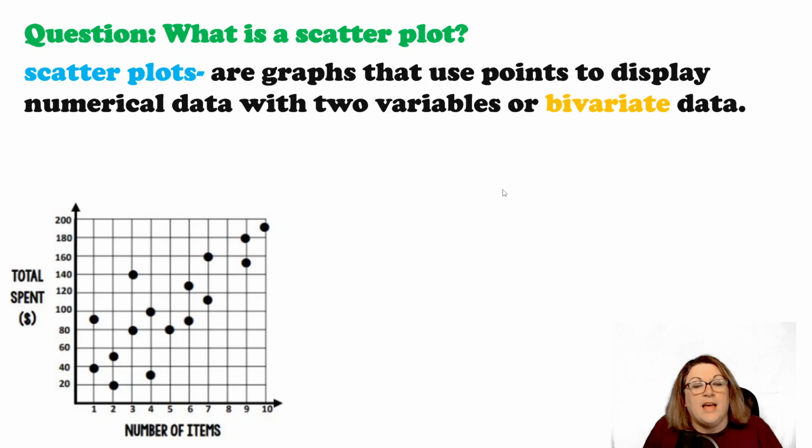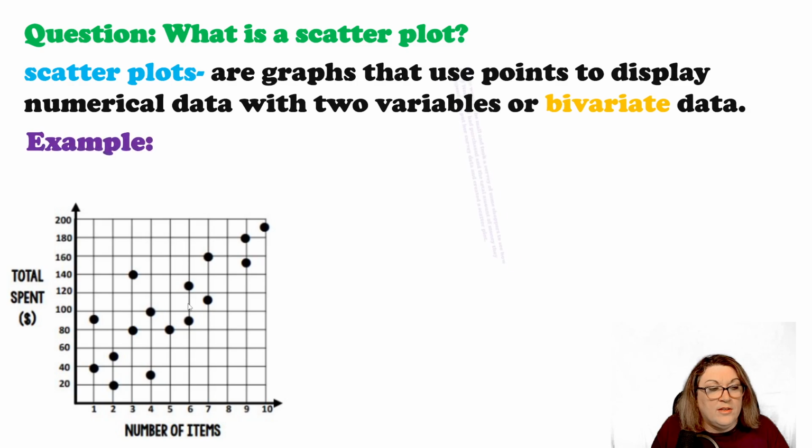Scatterplots are basically graphs that use points to display numerical data with two variables. We call that bivariate data. And so we have an x-axis down here, which in this case represents the number of items. That's one of the two pieces of data. And then we have the total spent, and that would be your y-axis. That's the other variable, the other part of the data. And then all of these little dots or points here on the coordinate plane are data points, basically.